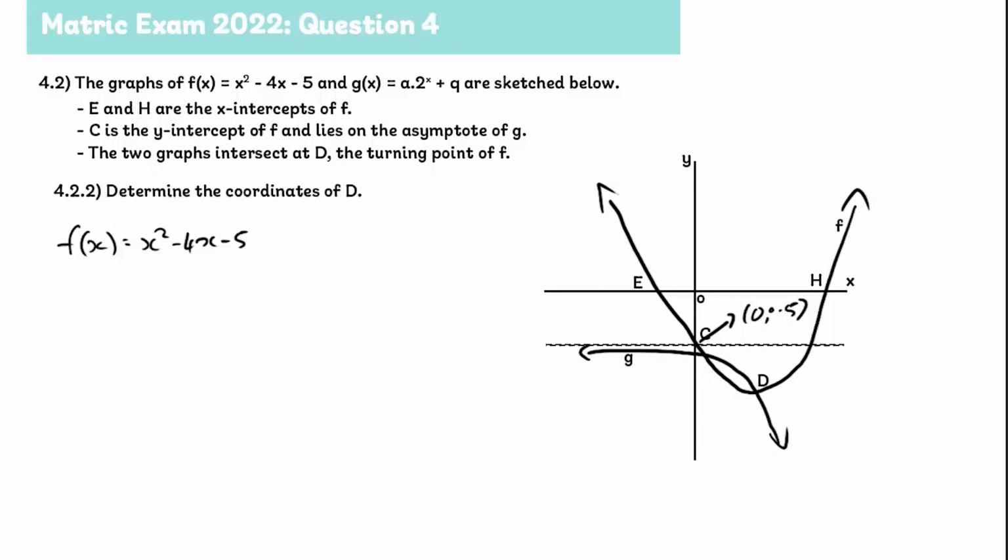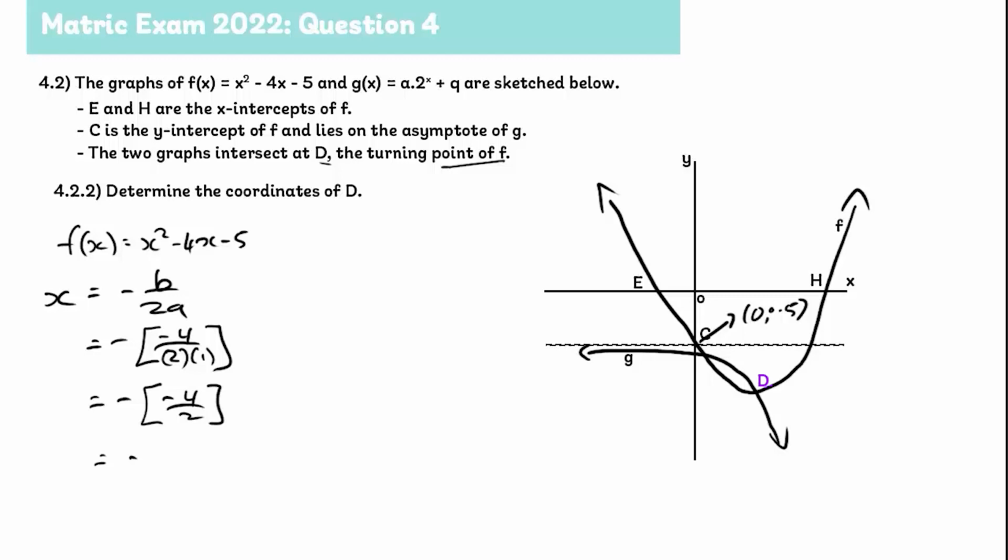Question 4.2.2. Determine the coordinates of D. Well, what do we know about D? D is the turning point of f. We can see over here, D is the turning point of f. So we find the value of x, substitute x, and we'll find y. So x equals minus b over 2a. What's b? b is minus 4. And what is a? a is the hidden 1. That'll equal minus minus 4 over 2, which equals 2. Therefore, x is equal to 2.